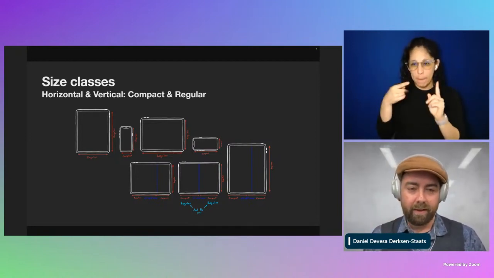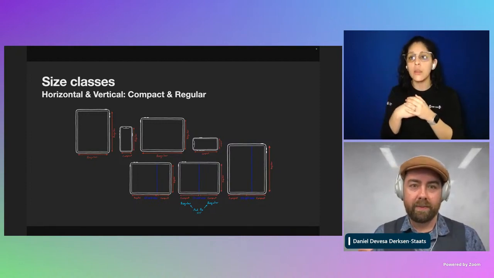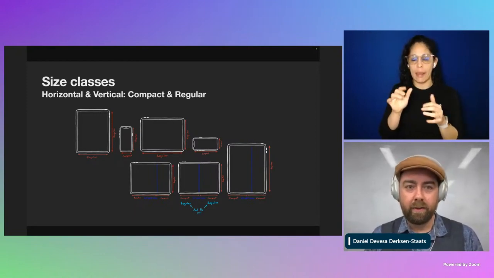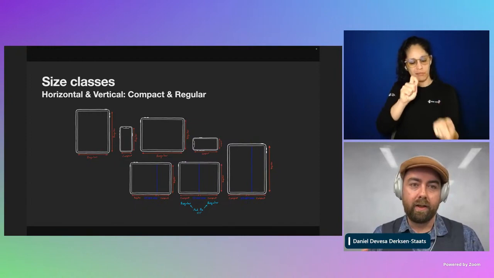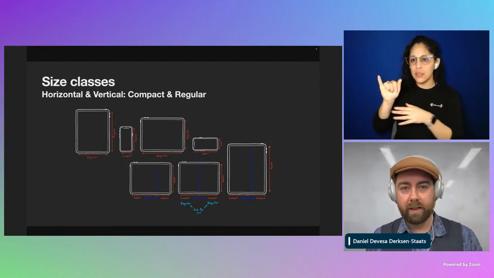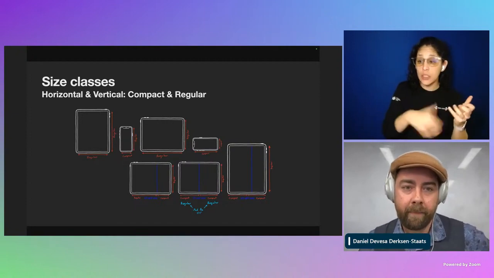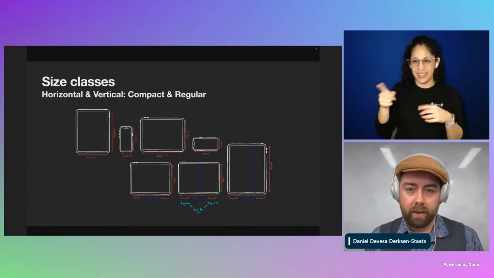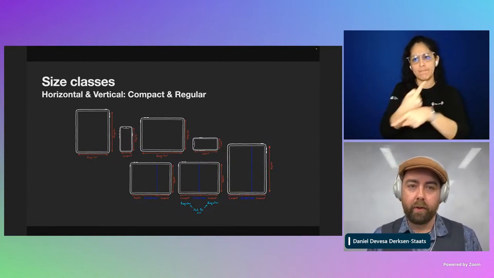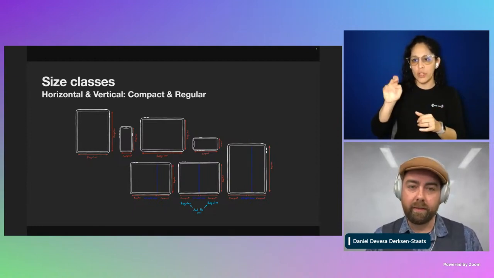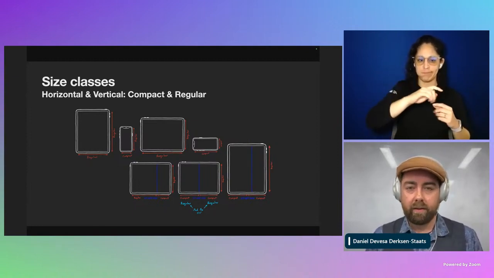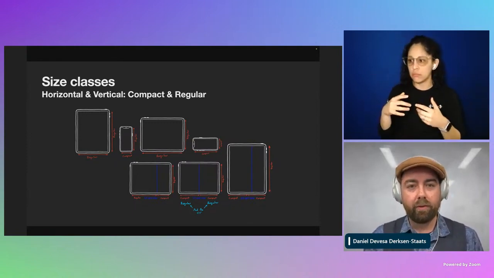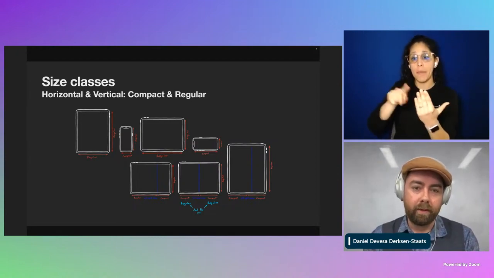So the idea is instead of checking for a specific size in order to adapt your layout, you have this concept of size classes. You have horizontal size class and vertical size class, and it can be compact or regular. On the screen, I'm showing how, for example, an iPad is always regular, both horizontal and vertical, whether it's portrait or landscape. For an iPhone, though, it's regular for the vertical one and compact for the horizontal one. But if you rotate it to landscape, both become compact.